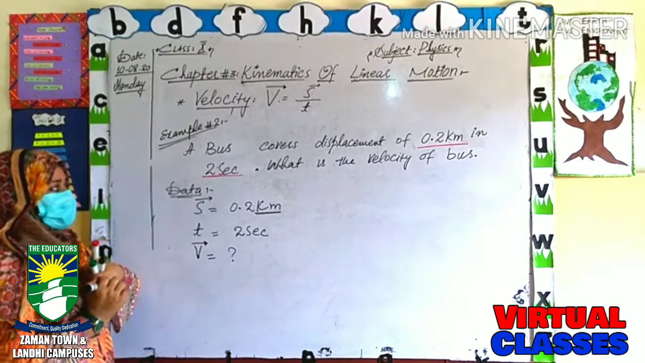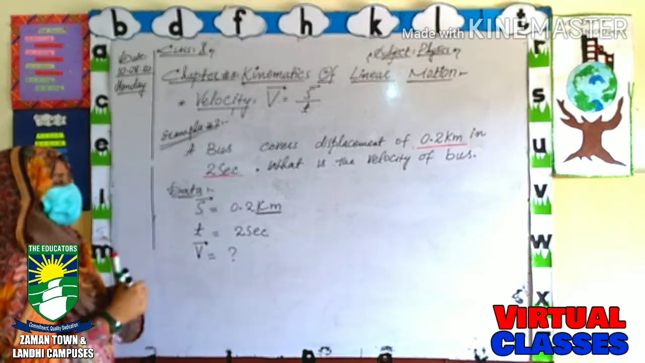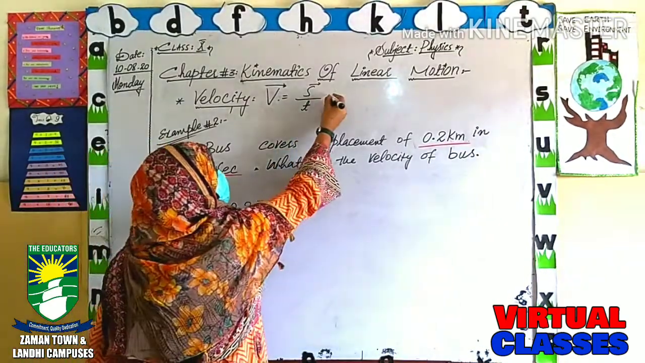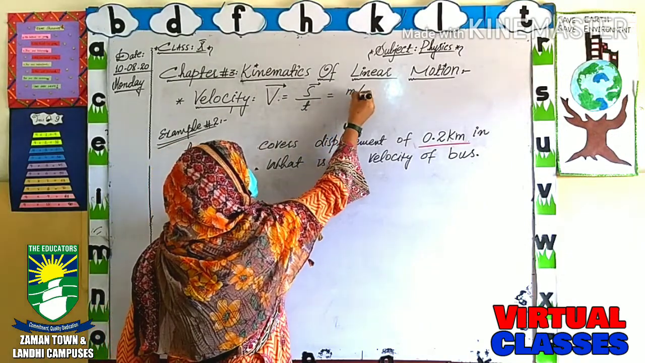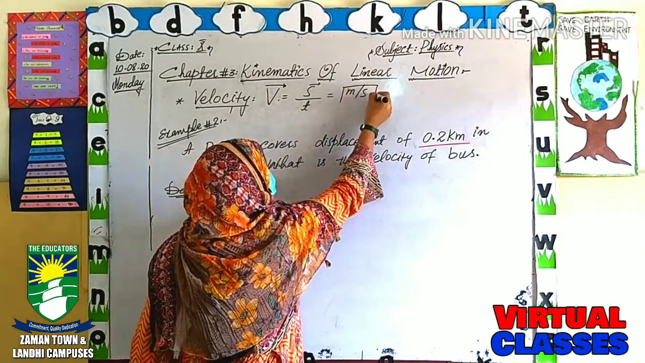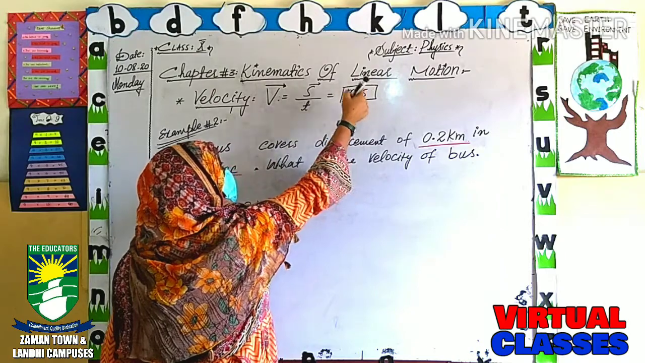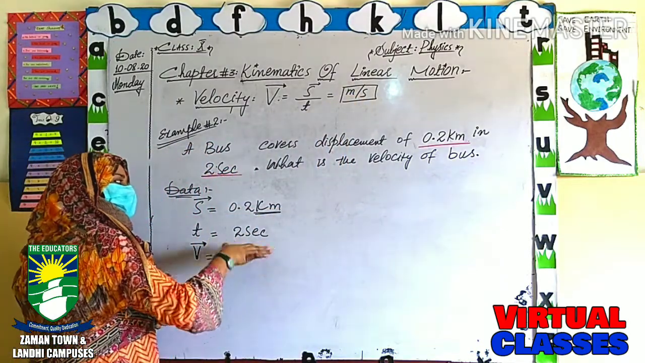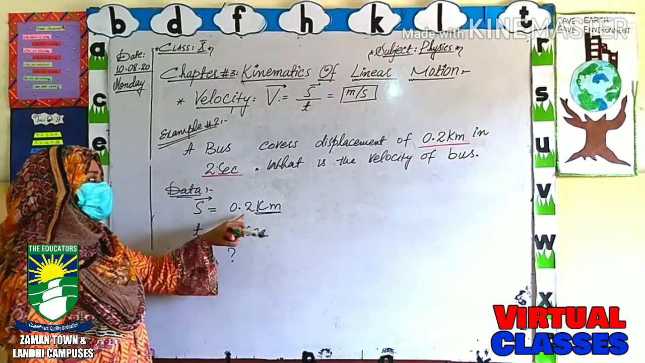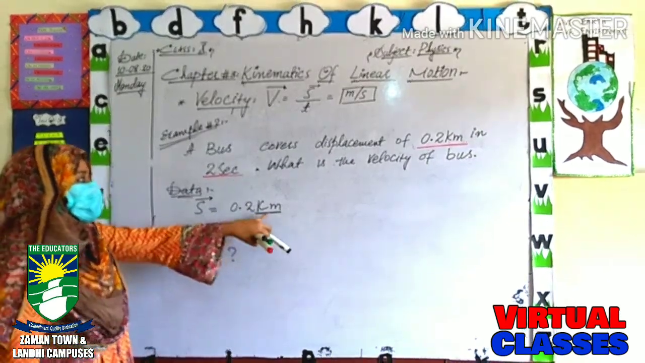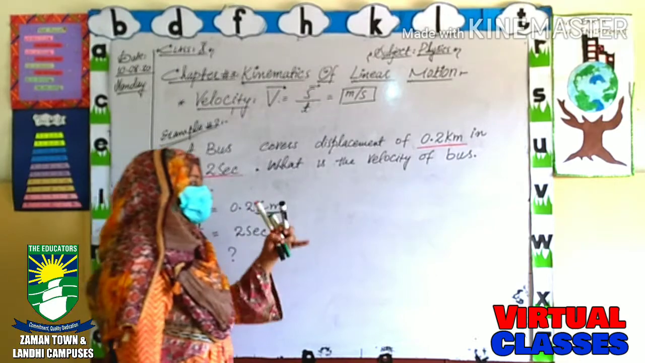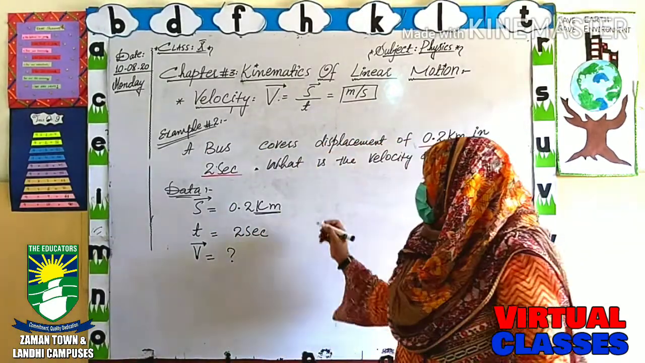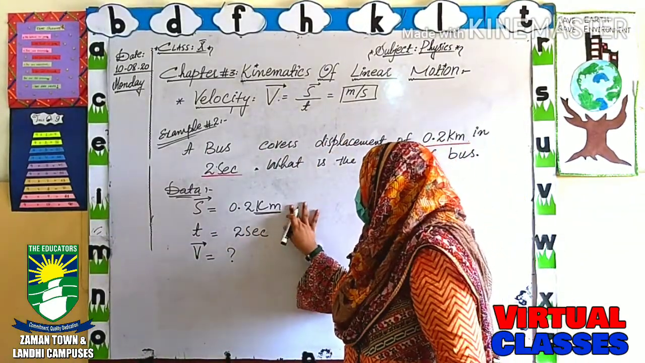We have to change this unit into the meter. Why do we have to change the unit into the meter? Because the unit of velocity is meter per second. It means the distance should be given in the meter and time should be given in the seconds. So here the time is given already in the second, while the displacement is given in the kilometer. So we have to convert the kilometer into the meter. How will we convert it?